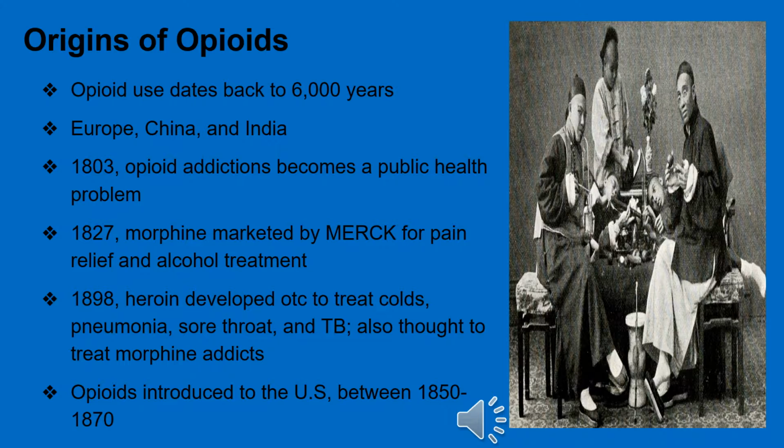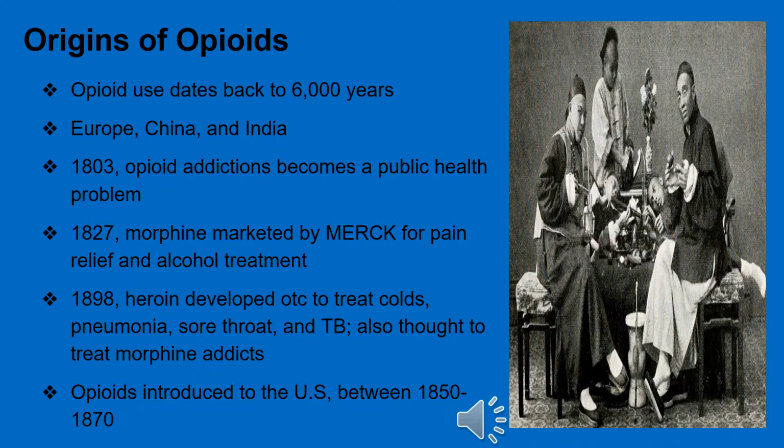These are just a few facts about the origins of opioids. Opioid use dates back 6,000 years, beginning in Europe, China, and India. In 1803, opioid addiction became a public health problem. In 1827, morphine was marketed by Merck for pain relief and alcohol treatment. In 1898, heroin was developed over the counter to treat colds, pneumonia, sore throat, and tuberculosis, and it was also thought to treat morphine addicts.